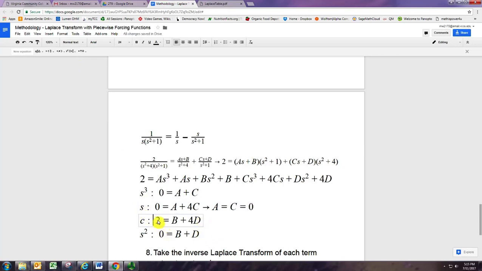And if we solve the last two equations by, again, subtracting the bottom from the top, you'll get 2 equals 3d. And so that'll tell you what d is. If 2 equals 3d, then d equals 2/3. And that, of course, tells you that b is negative 2/3.